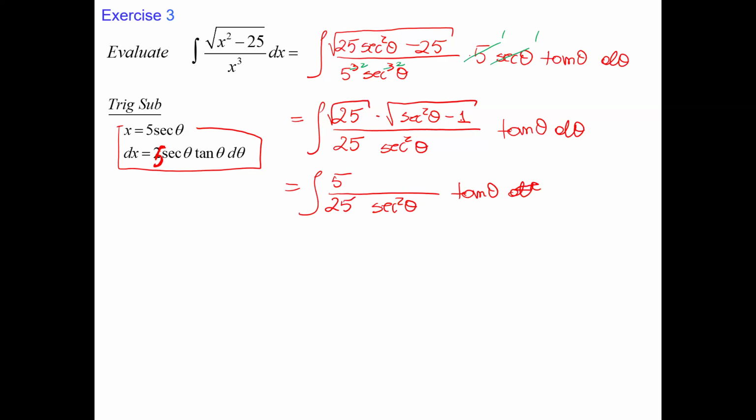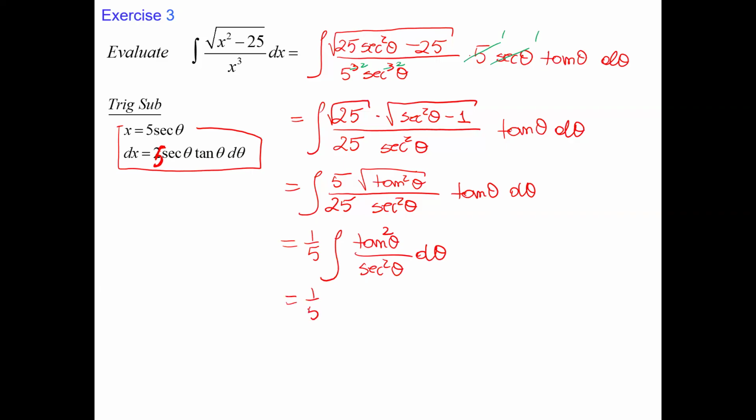Secant square theta minus 1 is tangent square. That means inside is tangent square, but tangent square theta under the square root is just tangent. So this is just tangent. This will be 1/5 when we simplify, tangent theta over secant square theta, and another tangent, I can put square. I hope we're good.